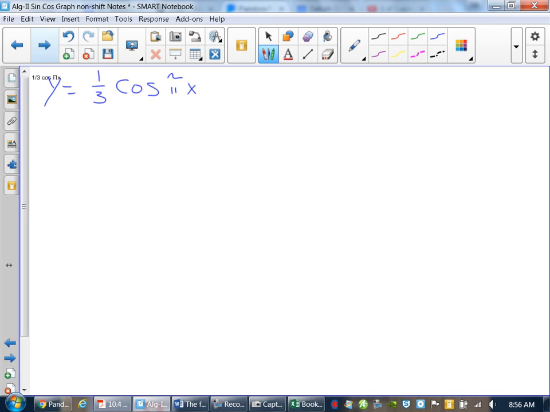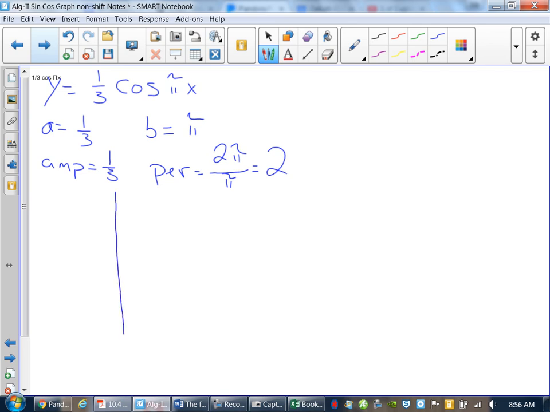All right. What's your A value? 1/3. What's your amplitude? 1/3. What's your B value? Pi. That means your period is going to be 2 pi divided by pi, which is 2. Same old, same old.